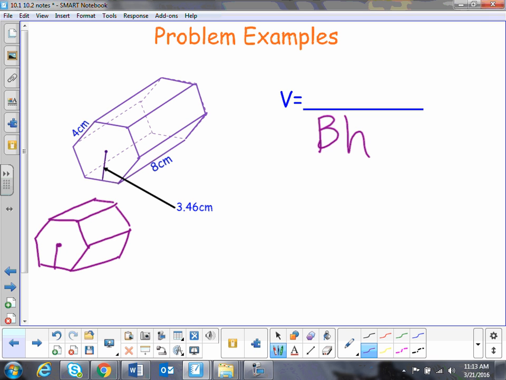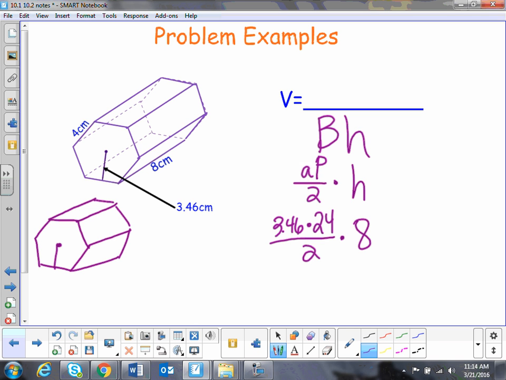Which is the apothem times the perimeter divided by 2, and then times the height. All right, so the apothem is 3.46. What's the perimeter, guys? 24 all over 2. What's the height of this prism? 8.